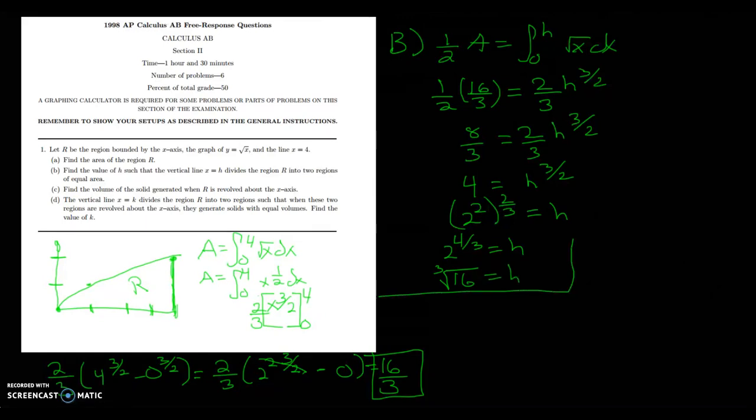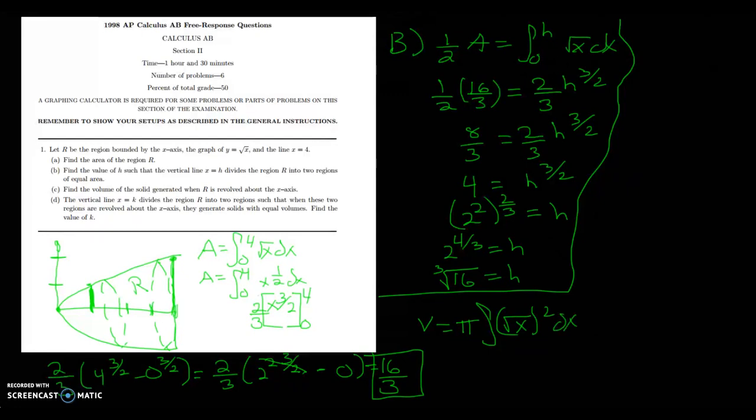Okay, part C. Part C says, find the volume of the solid generated if it's rotated around the x-axis. So that's easy. If you do this, it looks like it's going to be a disk. It definitely is a disk. The formula of that is pi r squared. So volume equals pi times the radius, which is root x, but we have to square it, dx, and the boundaries are 0 to 4.